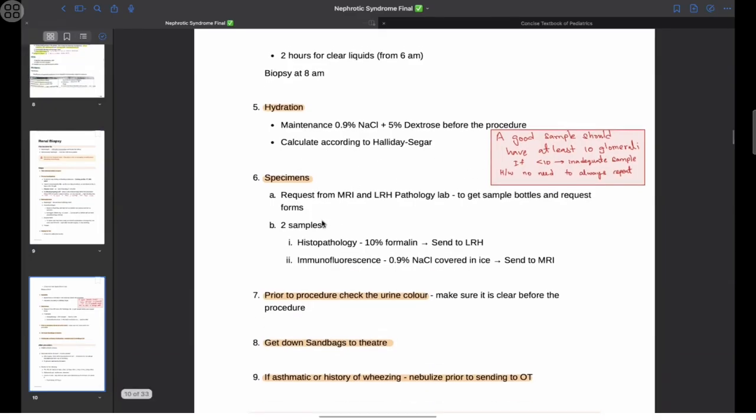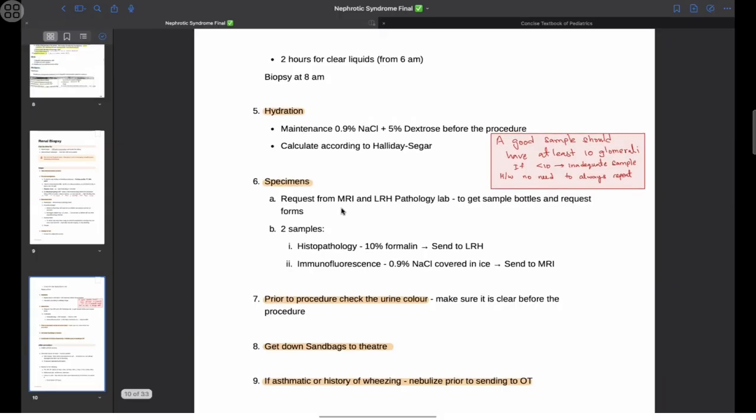So specimens, you have to request from MRI and LRH, the pathology lab, to get the sample bottles and request forms from them, and they will send it to you, and then only you can do the procedure. Okay, so you have to send 2 samples, one for histopathology, that is in 10% formalin, that you have to send to LRH, and the immunofluorescence you have to send in saline, and that should be covered in ice, and that should be sent to MRI.